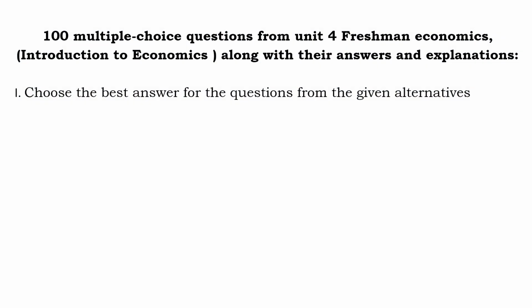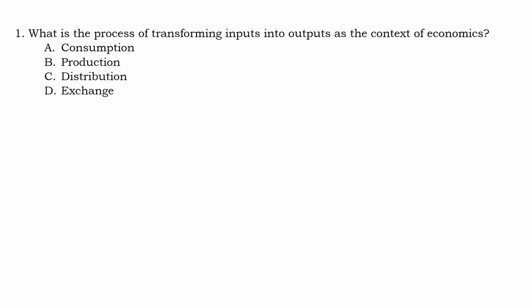Instruction says that choose the best answer for each question from the given alternatives. Question number 1. What is the process of transforming input into output in the context of economics? So the answer should be production.